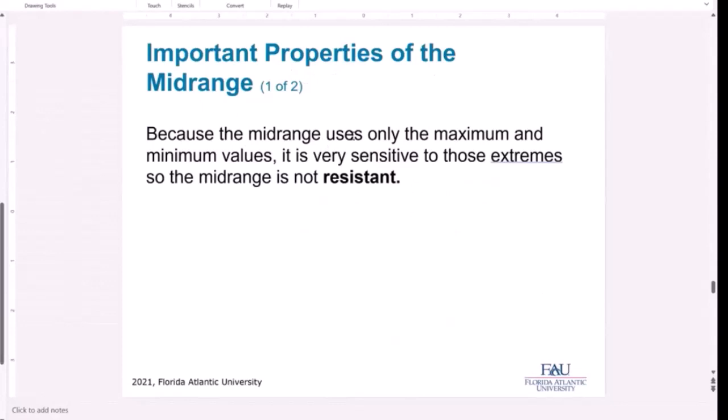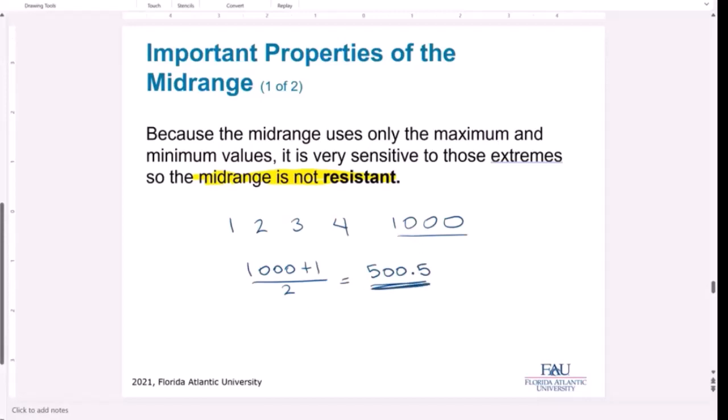Important properties of the mid-range. Because the mid-range uses only the maximum and minimum values, it is very sensitive to those extremes. The mid-range is not resistant because if my outlier is either too small or too big and all the rest of my numbers are really close together, let's say I have 1, 2, 3, 4, 1,000. This is very obviously an outlier. And my mid-range would be 1,000 plus 1, my max plus my min, divided by 2, which is 500.5. That is very different than if I had a 5 there instead of 1,000. 1,000 is really an extreme outlier, and it changes my mid-range quite a bit.